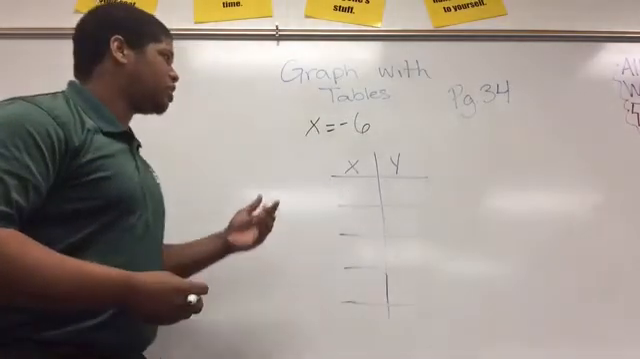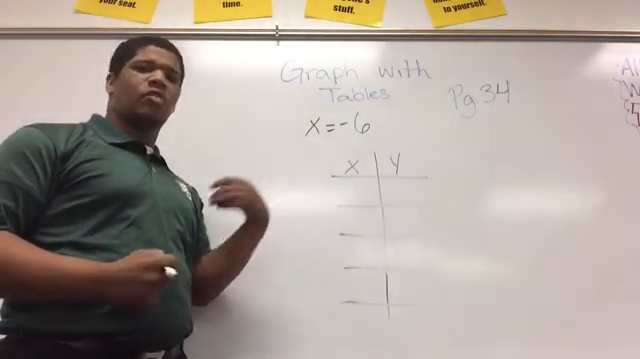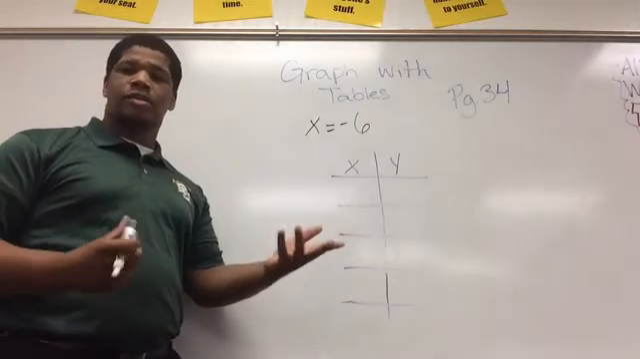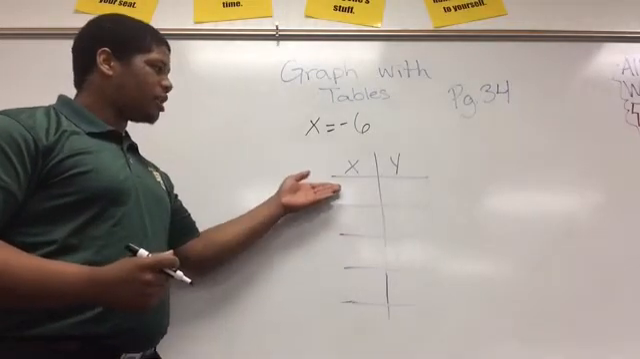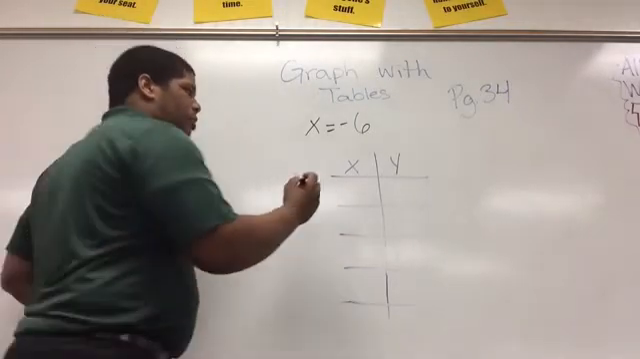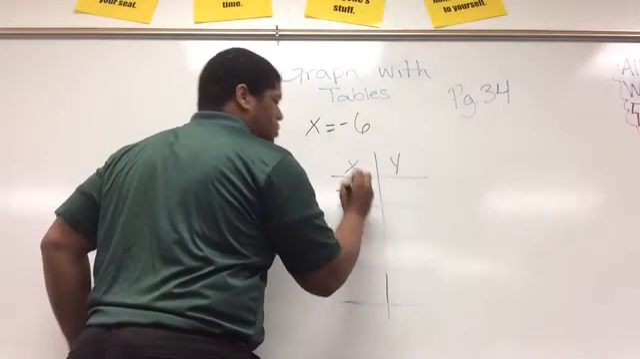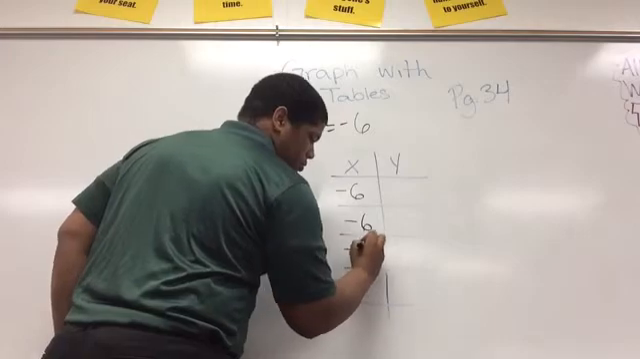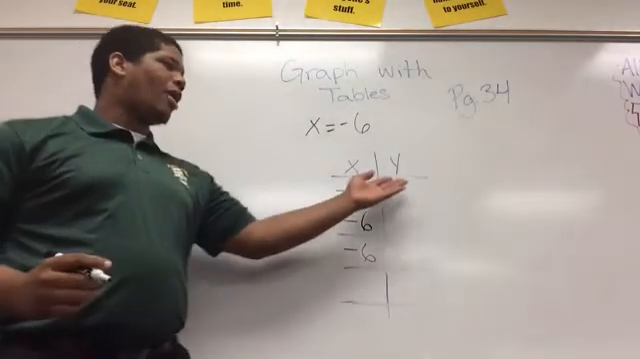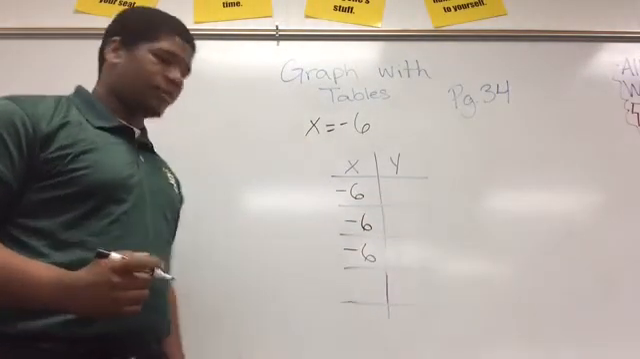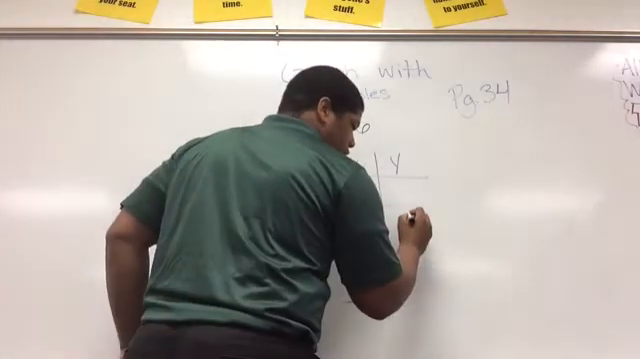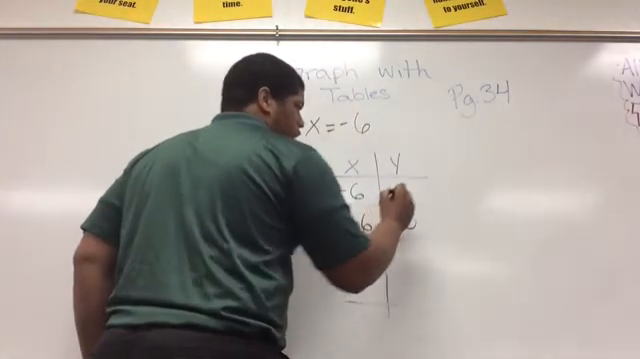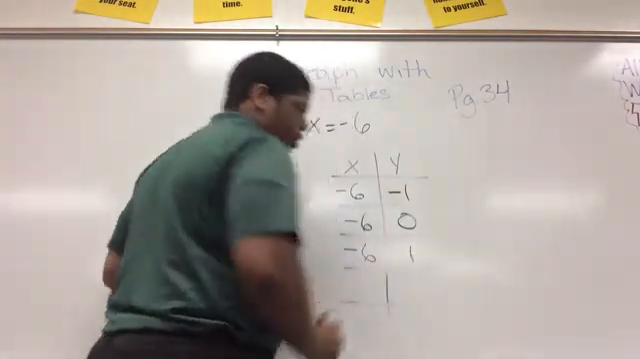So let's say they still give me one variable, but instead of y, they give me x. I can do the exact same thing. Anywhere I see my x column, I will put -6 because they give me x equals -6. So now in my y column, I can put any points I want. Once again, I like 0, so I'm going to put 0 in the middle. Here I'm going to do -1 and 1.